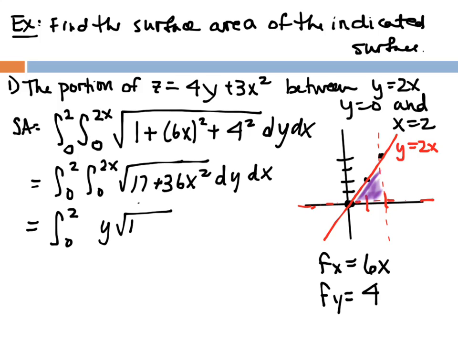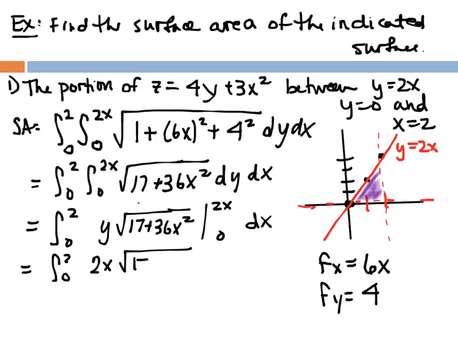y times that. And I'm supposed to evaluate this at 2x and 0. When I evaluate 0, what happens? It goes away. So the evaluation at 2x is the only piece that matters. So I have 2x times the square root of 17 plus 36x squared dx. Now, when I integrate this with respect to x, what do I need to do in order to integrate this with respect to x?